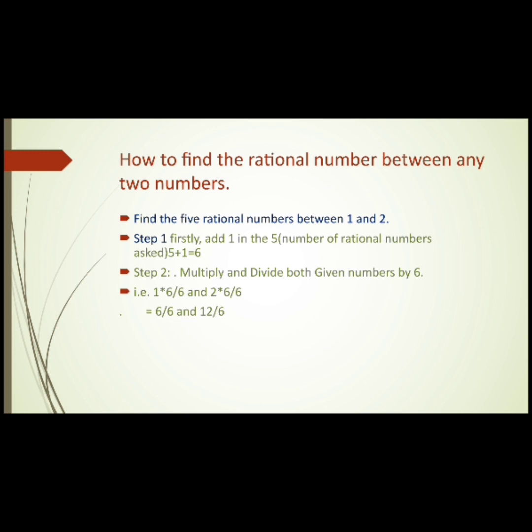So you have to write the 5 numbers that lie between the numerators, that is, you have to write all the numbers that lie between 6 and 12. What are the numbers that lie between 6 and 12? That is 7, 8, 9, 10 and 11. So you write all these numbers, and in the denominator you have to write 6, 6, 6, 6 and 6 because it is common for all the numbers. So these are the numbers that the question has asked.